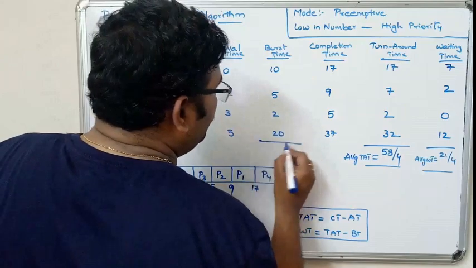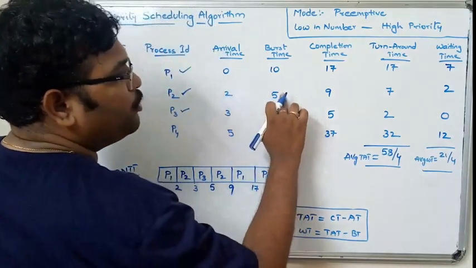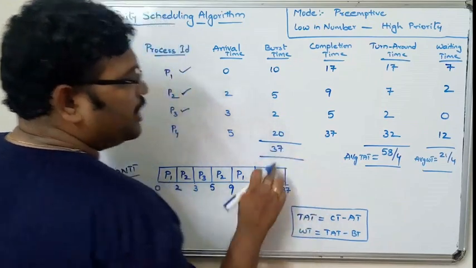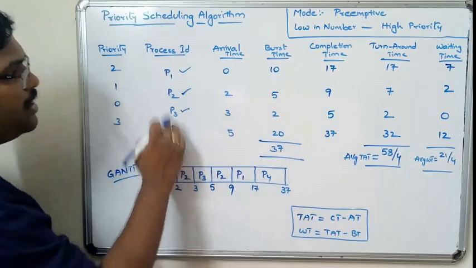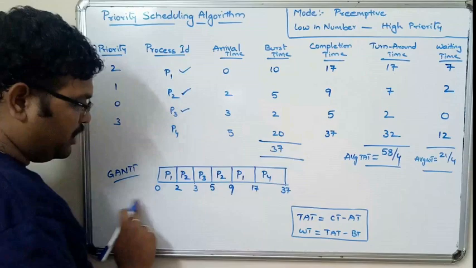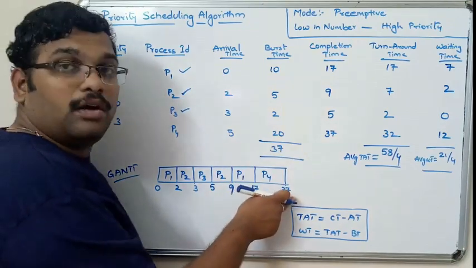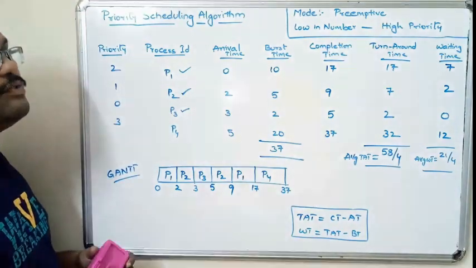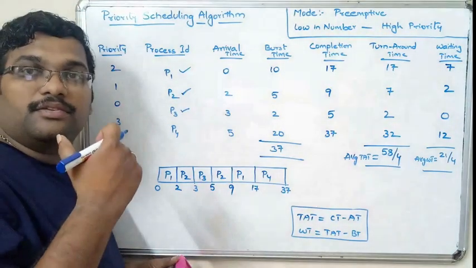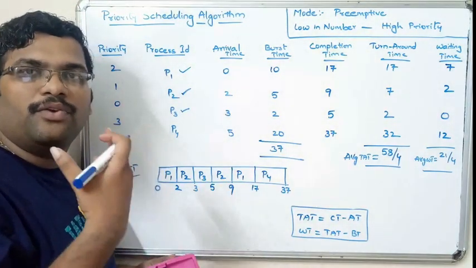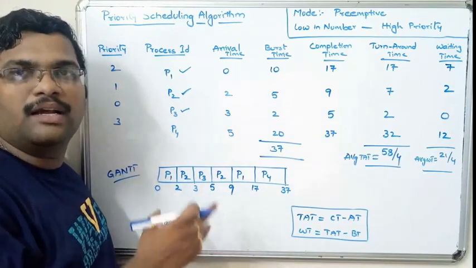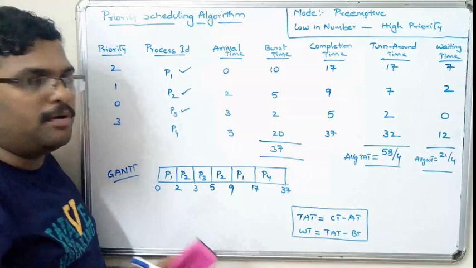If you count this burst time, 20 plus 2, 22, 22 plus 5, 27, 37. So the time required to complete executing all these processes is 37. In the Gantt chart also we got 37. Right? So hope you understood this one. Let us solve one more example so that you can get more idea about this priority scheduling algorithm in preemptive mode.